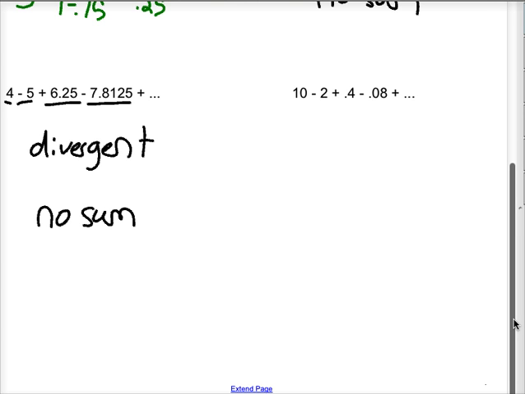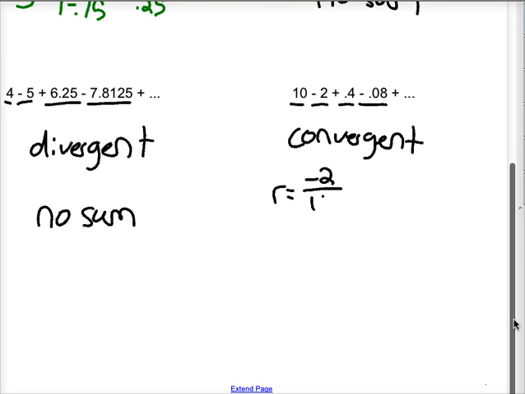All right, so let's take a look at this next one. So here, 10, negative 2, 0.4, negative 0.08. Those terms are getting smaller. So this is looking quite promising, okay? This is what we really, really need. This is going to be convergent. And to find what the actual R is, negative 2 divided by 10 is actually going to be negative 0.2 for our R value, the rate that we're multiplying by.